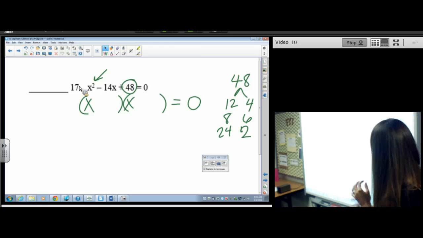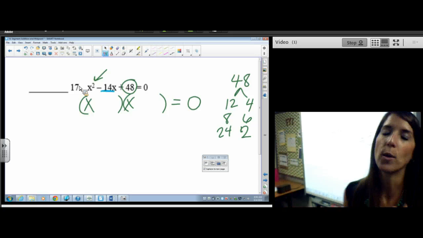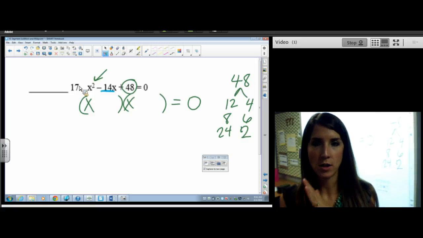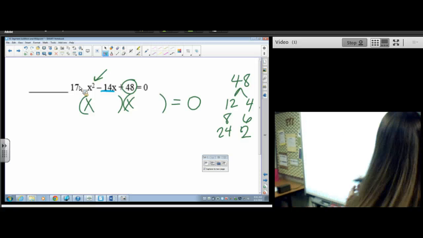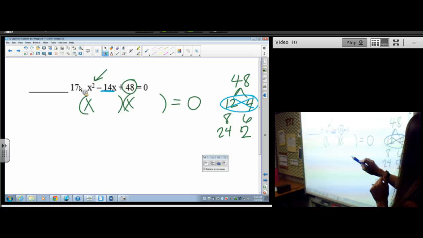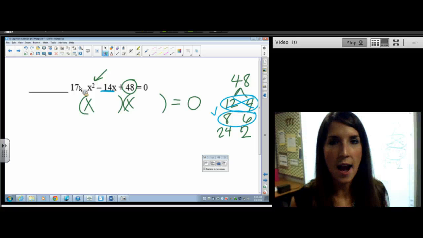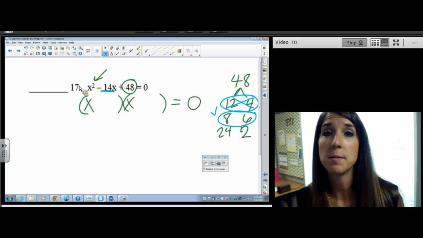So, let's see. We need to make a 14. We need to make a 14 by either combining, adding, or subtracting. Can I make a 14 out of a 12 and a 4? No. Can I make a 14 out of an 8 and a 6? Ding, ding, ding! I can make a 14 out of an 8 and a 6. So that pair is my winner.